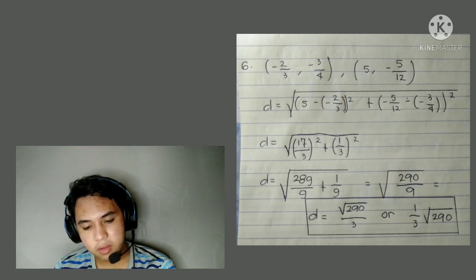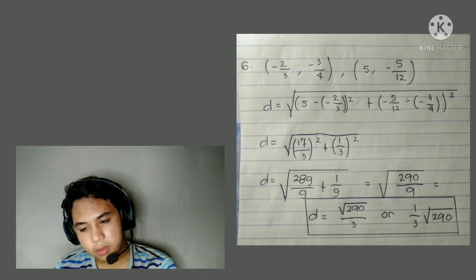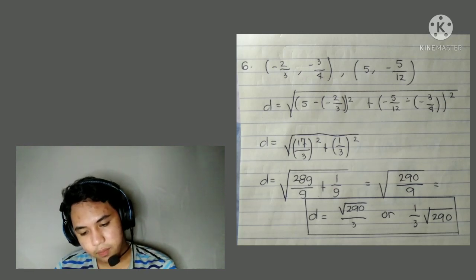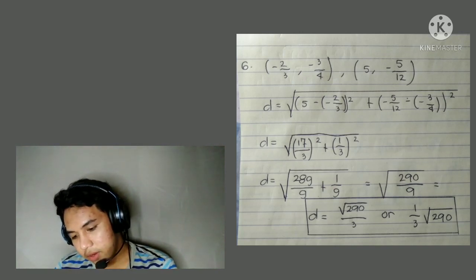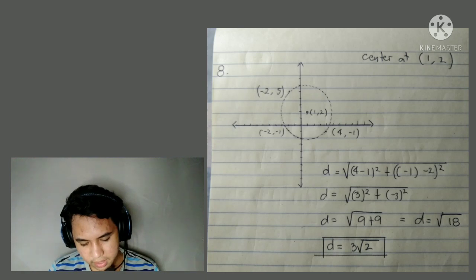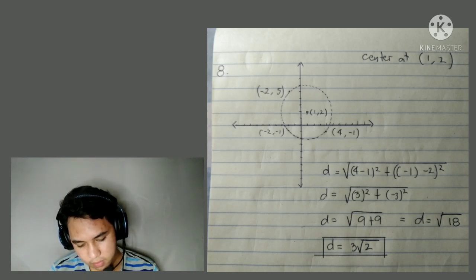And 17 over 3 squared is equal to 289 over 9 plus the square of our 1/3. If we multiply 1/3 by itself, we will get 1 over 9. So if we simplify, we will get the square root of 290 over 9, or the distance is equal to the square root of 290 over 3, or 1/3 square root of 290.